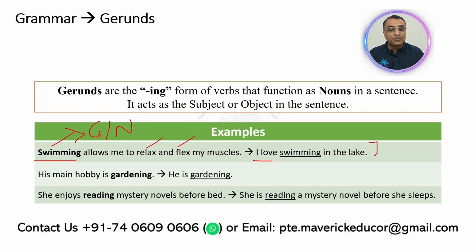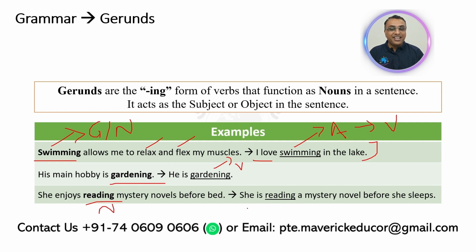I love swimming in the lake. Here, swimming is the action. Hence, it is called a verb in the sentence. The next sentence, his main hobby is gardening. Again, activity. Hence, it is a gerund or a noun in this sentence. He is gardening. It becomes a verb over here. The next sentence, she enjoys reading mystery novels before bed. Here, this is a noun or a gerund. Identify the verb and post your answer in the comment section.